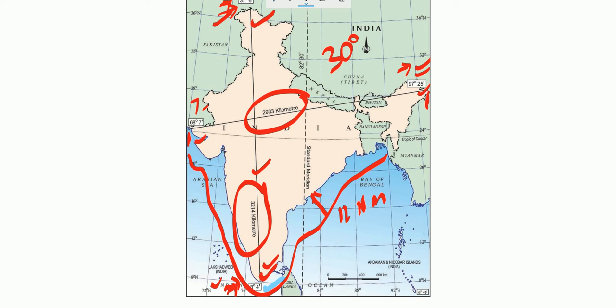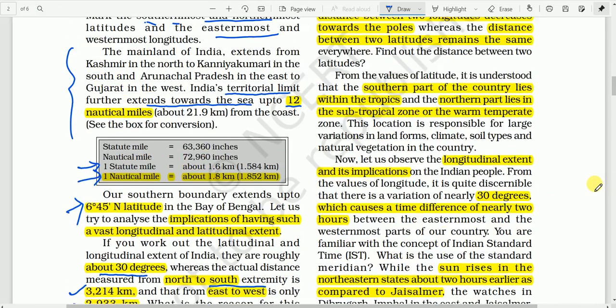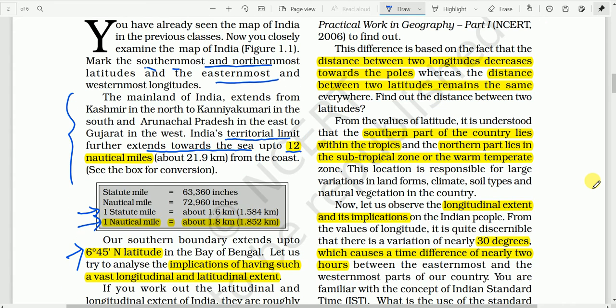However, the latitudinal and longitudinal difference is almost equal, that is 30 degree. Then why is it so? The answer is here. The difference is based on the fact that the difference between the two longitudes decreases towards the poles, whereas the distance between two latitudes remains the same everywhere. And that is why we have the differences between the north-south extent and the east-west extent.